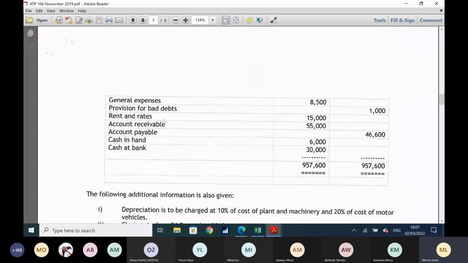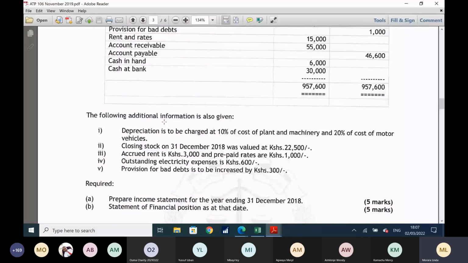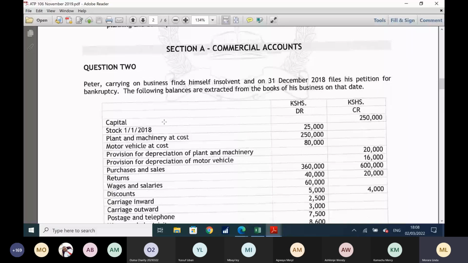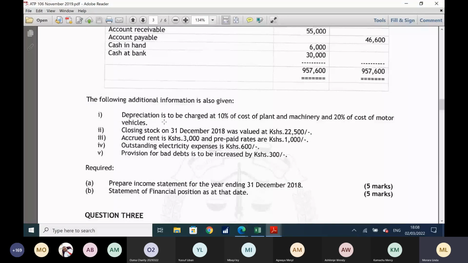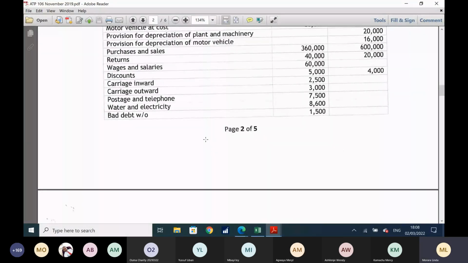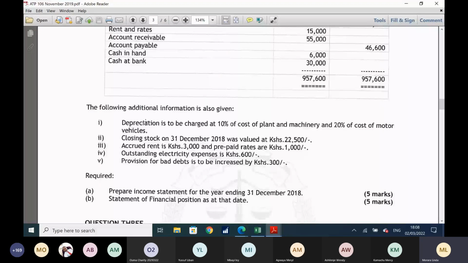What I find you should be able to do is, before you even start classifying or drafting this, go to your additional information so that you find out what adjustments there are, because most of the time the additional information would be adjusting the information you've already been given here. So we can start with interpreting the additional information, and then we go back to drafting.